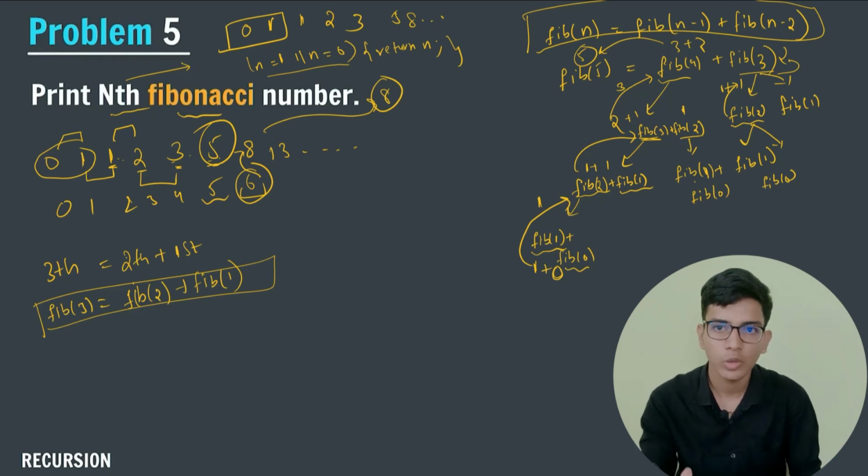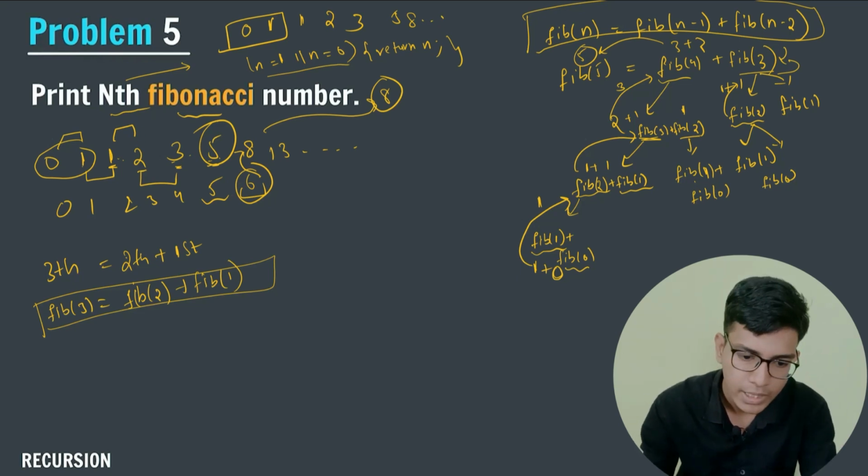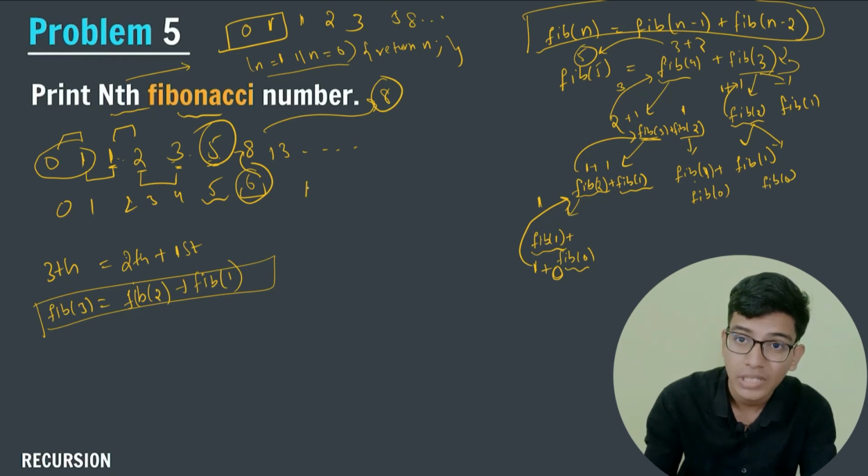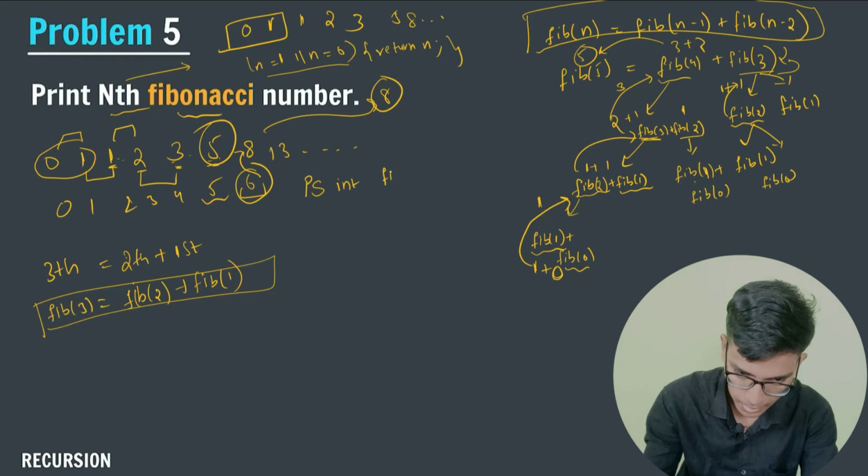So let me write the pseudocode so that you will understand it even better. Here now I am going to write my pseudocode. I am going to return the nth term present in my Fibonacci series, right? So I am going to write public static int type function fib. Here I am passing int n.